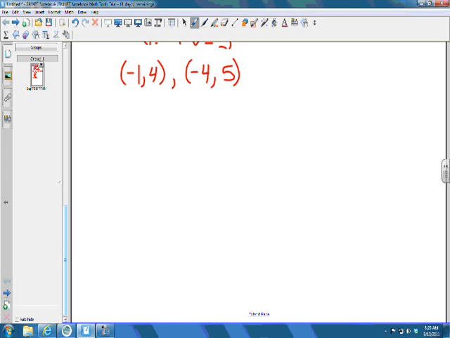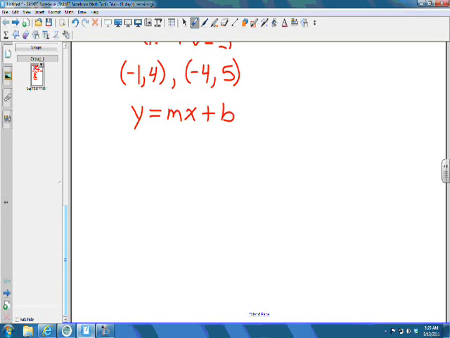So we are to write an equation that passes through those 2 points. That's all the information they tell us. So if we write our equation down, y equals mx plus b, what do we know? Do we know a y? Yeah, we got 2 of them to choose from.